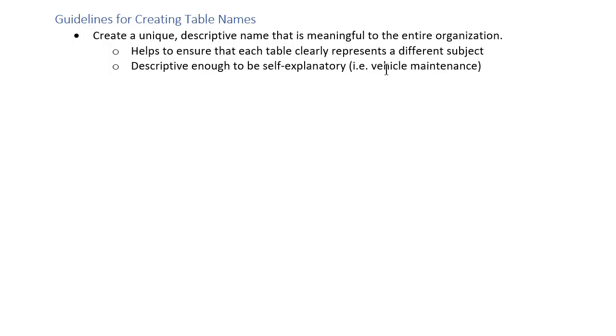So an example might be vehicle maintenance. You wouldn't want it just to be called maintenance, especially if you had different types of maintenance in the organization. Every time somebody was looking for the table for the type of maintenance they wanted, they'd have to open up every table until they found the data they were looking for. And that's just a waste of time. So that's the reason why you want to be descriptive enough to be self-explanatory.